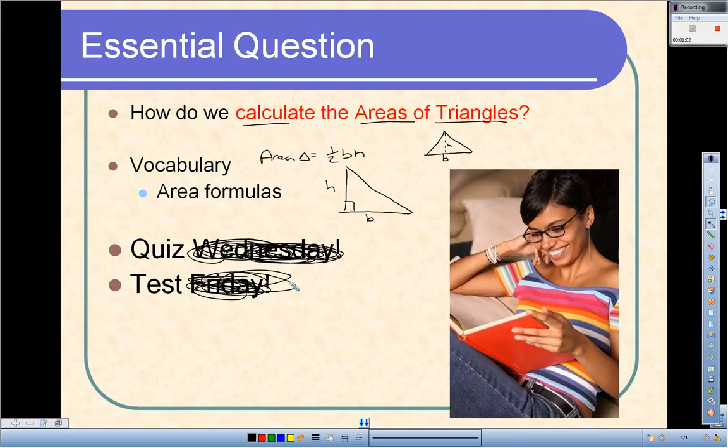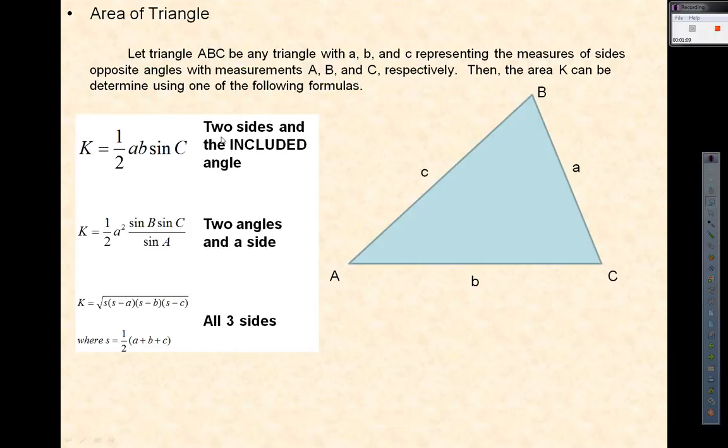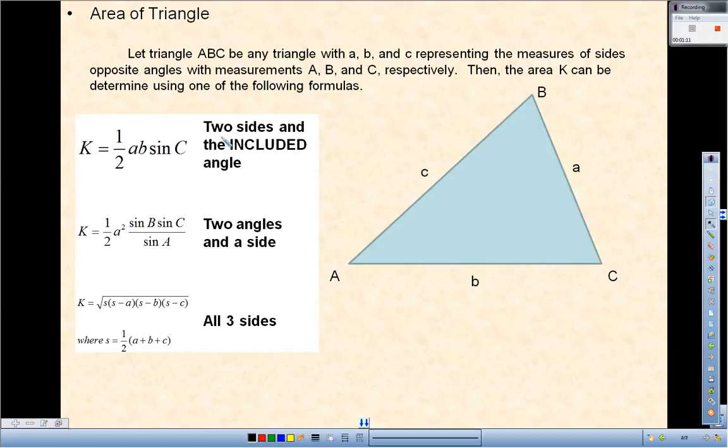All right, I'm just going to go ahead and jump right into it and give you a second to look at the three specific formulas we're going to be using for today's lesson. It says, let triangle ABC be any triangle with lowercase a, b, c representing the measures of the sides, with opposite angles with measurements capital A, B, and C, respectively. Then the area, we're just going to call it K, since we've already got the letter A there. The area K can be determined using one of the following formulas.